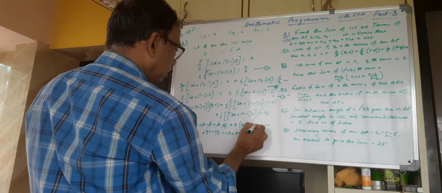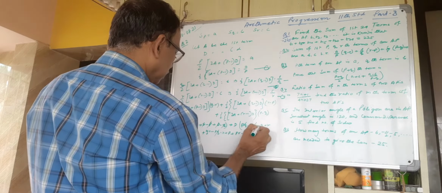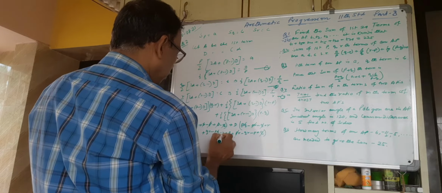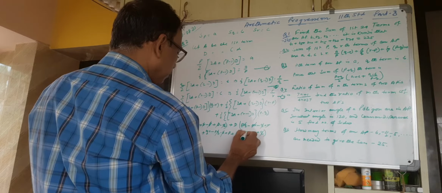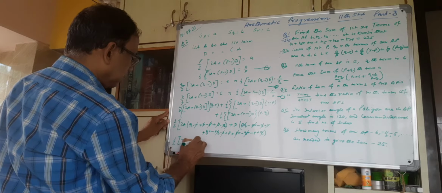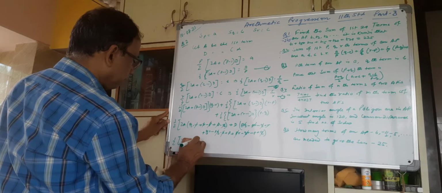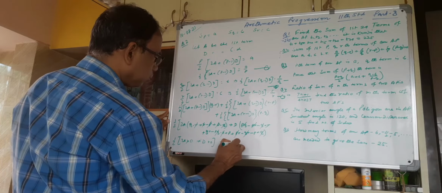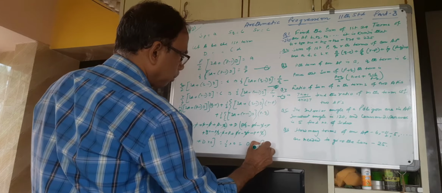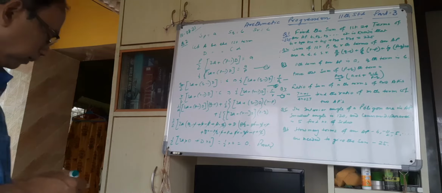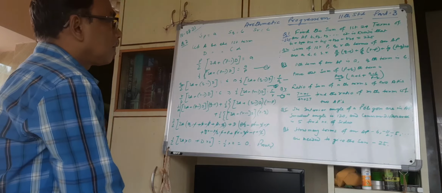minus PQ minus PR plus PR minus Q plus Q minus R plus R minus QR plus QR into D, plus D2, this into 0, plus D into 0, equals half into 0, that is 0. The value of this is 0. Next, sum number 3.